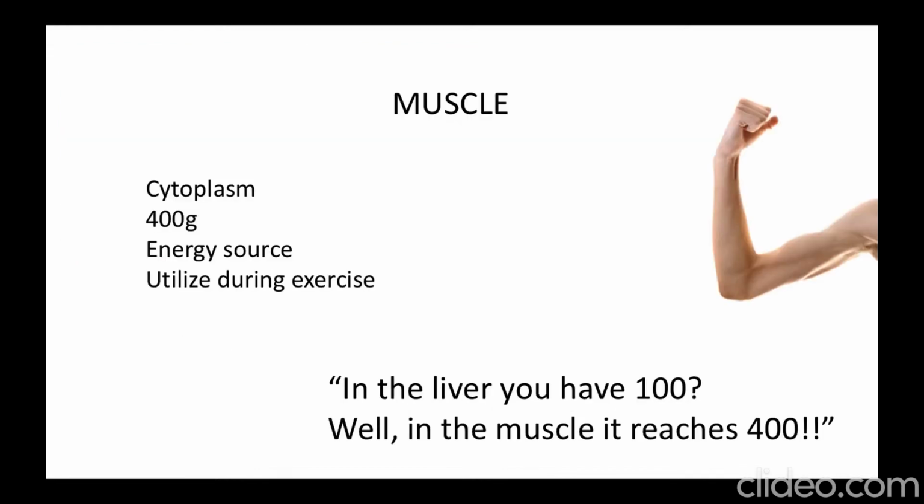The second place is the muscle. The glycogen in muscle is also stored in the cytoplasm. Instead of 100 grams, it weighs about 400 grams. It's basically used as an energy source, and it is utilized during exercise. A simple way to remember the difference between the liver and the muscle is that in the liver you have 100, while in the muscle you reach 400.